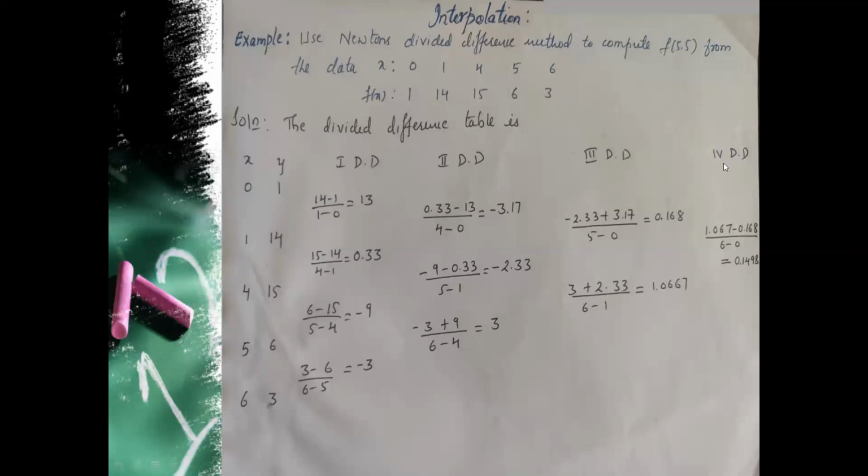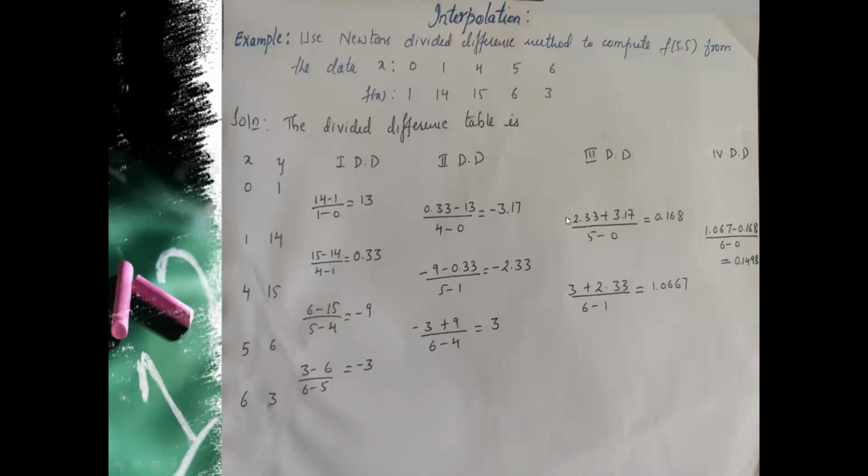Now for the fourth divided difference, take the difference of the third divided differences in the numerator, 1.0667 minus 0.168, divided by 6 minus 0, as we have to skip three values. The value we get is 0.1498. I will be considering these leading values, the first values in the table, those we will be taking.